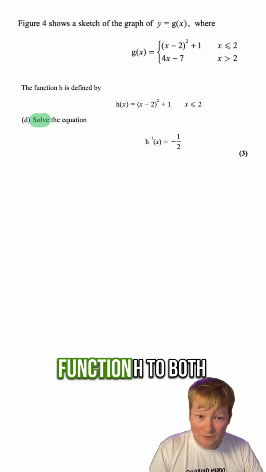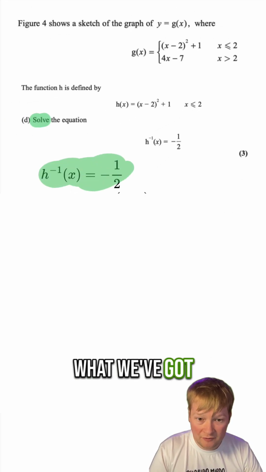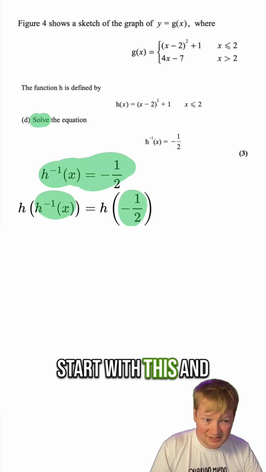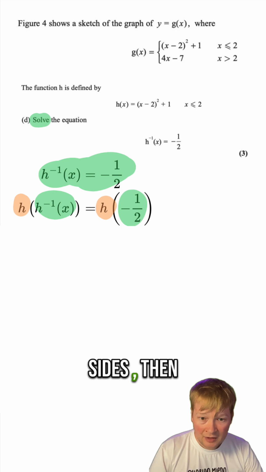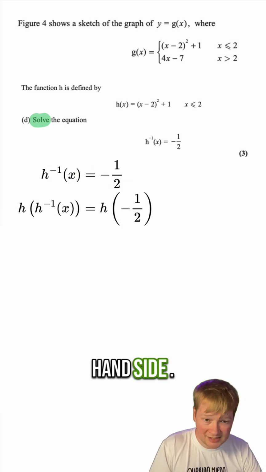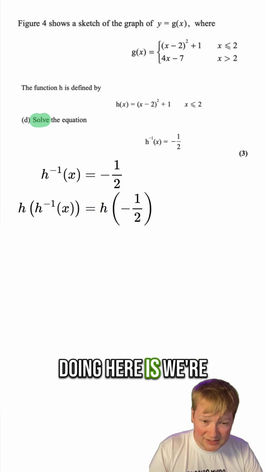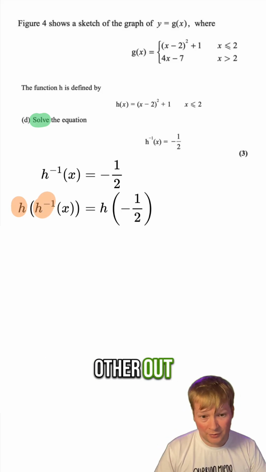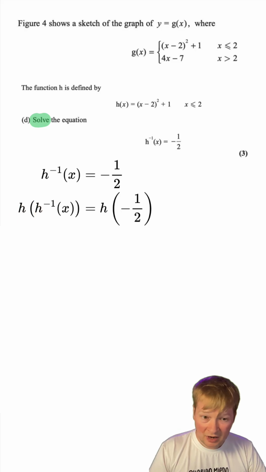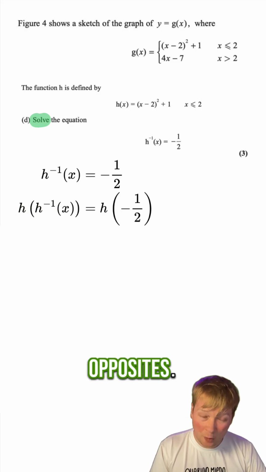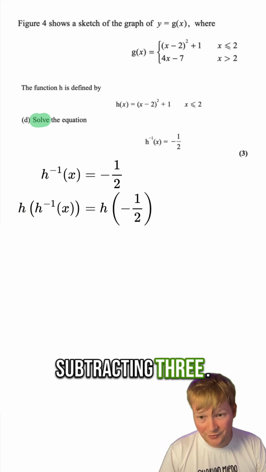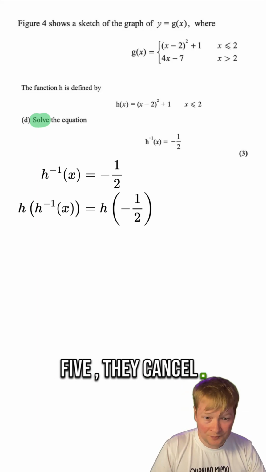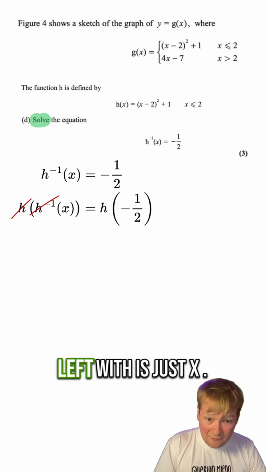Well, if we apply the function h to both sides, start with this and then apply h to both sides, then something really special is going to happen on the left-hand side. Because what we're doing here is we're applying the function to its inverse. Those two things are going to cancel one another out, because the function is undone by its inverse. They're like opposites. It's a bit like adding 3 and subtracting 3, those two things cancel one another out. Or multiplying by 5 and dividing by 5. They cancel. So by doing that, these are going to cancel, and what I'm left with is just x.